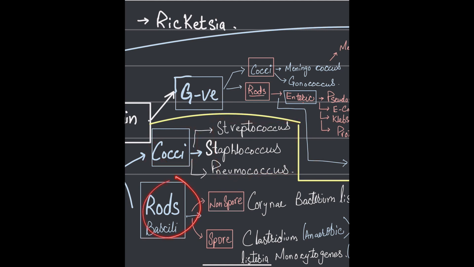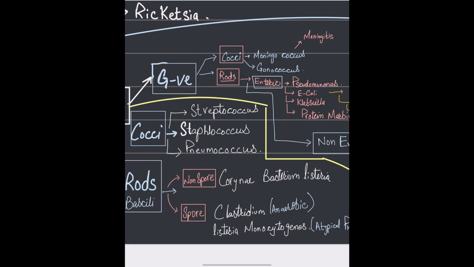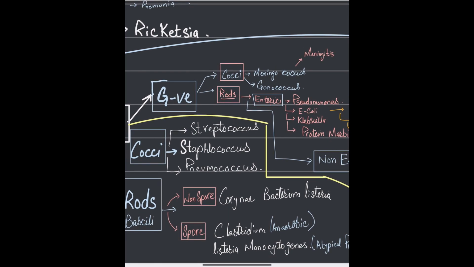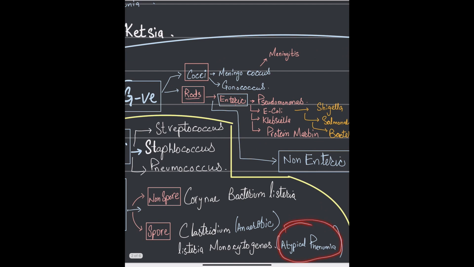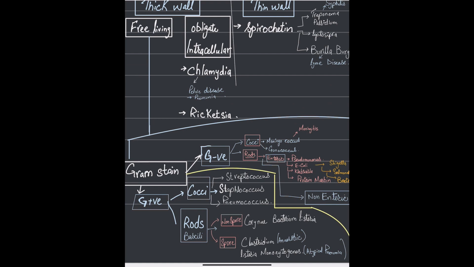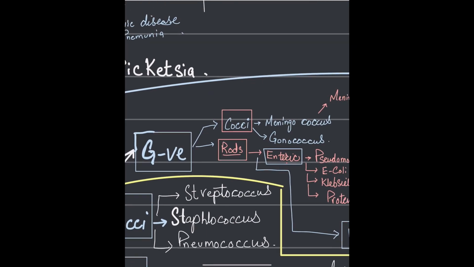And rods: there are two kinds of rods, non-sporulating and sporulating. The only non-sporulating one is Corynebacterium. Another one, Clostridium, is an anaerobic bacterium, and Listeria monocytogenes can cause atypical pneumonia. We will discuss this later in detail. So this is the general information you have to understand about gram-positive bacteria. Now gram-negative bacteria are also further divided into two: cocci and rods.